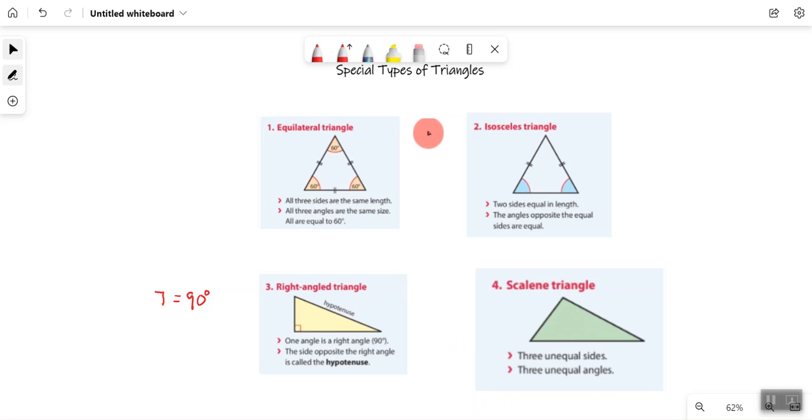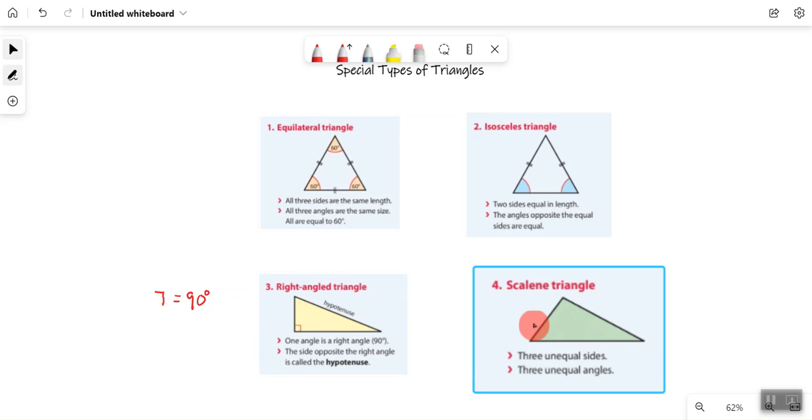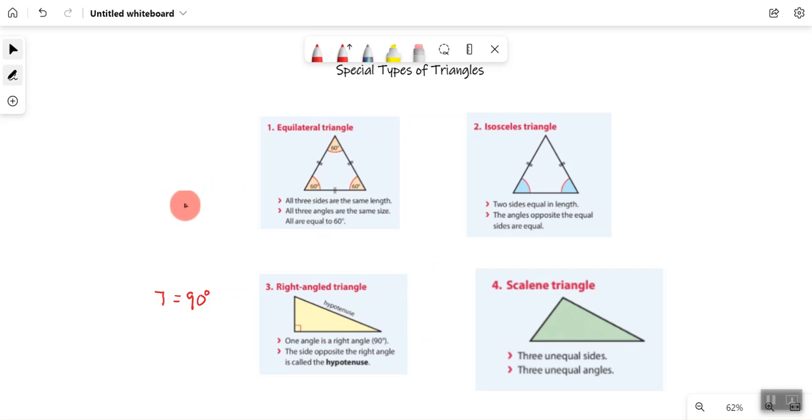So those are the special types of triangles. Again, as I say, you need to have a look at these, study them, you need to know them, and you need to know the properties that we have discussed for each one. In the next lesson, we're going to look at calculations involving these particular types of triangles. Okay, so that is special types of triangles.